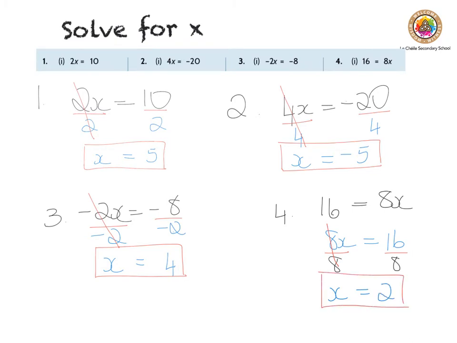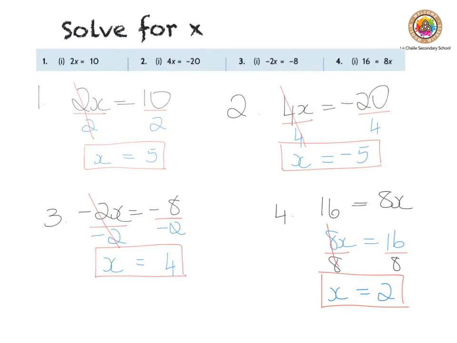And again, if I was to go back and substitute these answers in for x, well, instead of 8x here, I'd be writing 8 by 2, and I know that 8 multiplied by 2 gives me 16, so I know I'm correct. Okay, so pause the video and make sure that you get each of these examples written down into your maths copy.